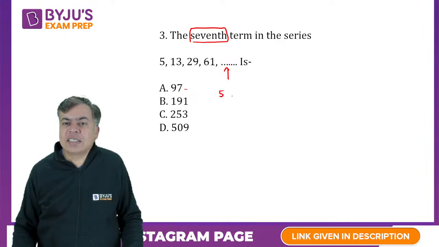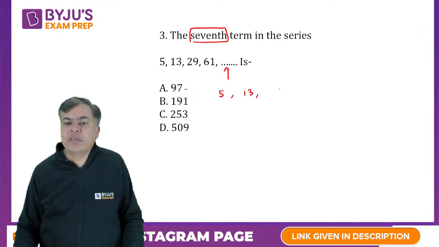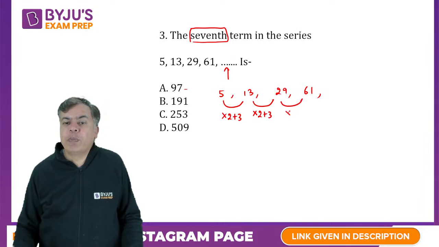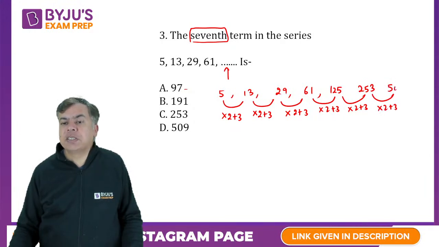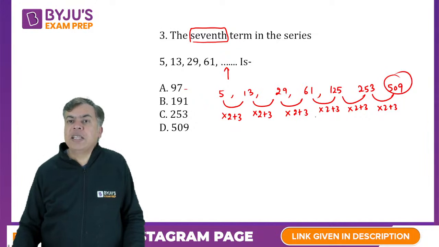Now the series is also 5, 13, 29, 61. Now what will be the next term? I think the next term is around double. Okay, see, into 2 plus 3, into 2 plus 3, into 2 plus 3. If I write here into 2 plus 3, it will become 125. Into 2 plus 3, it will become 253. Into 2 plus 3, it will become 506 plus 3, 509. So this should be the seventh term.